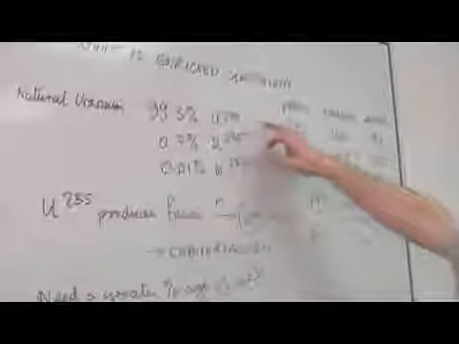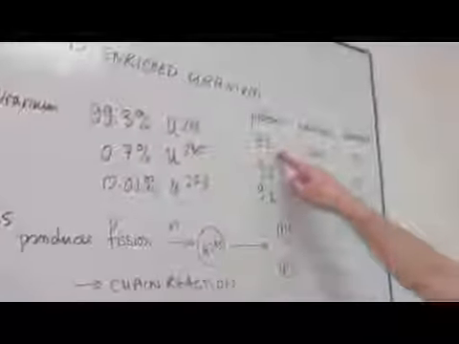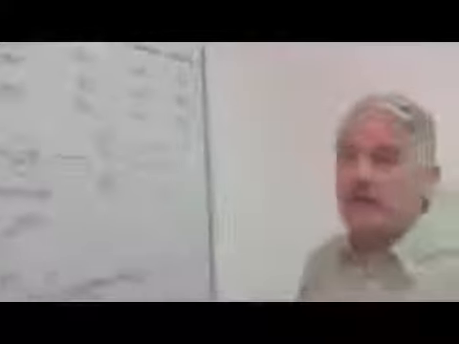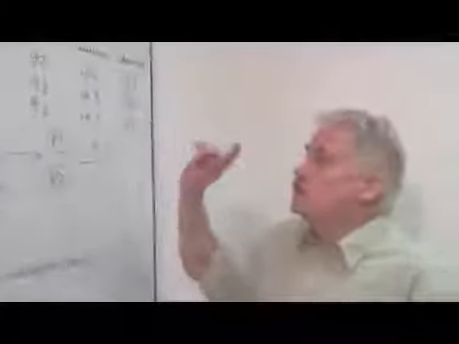Now, the most common one is uranium-238. 99.3% of uranium is uranium-238. It contains 92 protons and 146 neutrons, and of course 92 electrons if it's in a neutral state.